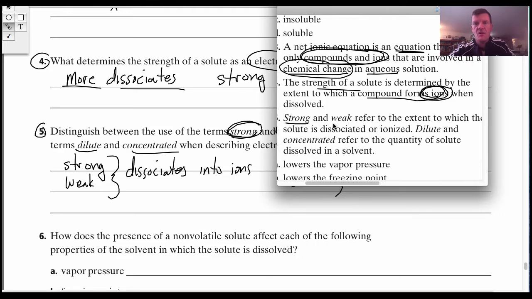Yep, strong and weak refer to the extent to which a solute dissociated or ionized. How many ions do we have? Strong or weak is going to measure how well it conducts electricity, or how many ions. What's the strength of the ions in there? How well did it break apart into ions? Dilute and concentrated refer to the amount, the quantity of solute that is dissolved. Okay?